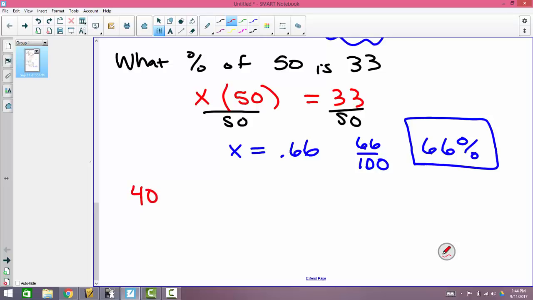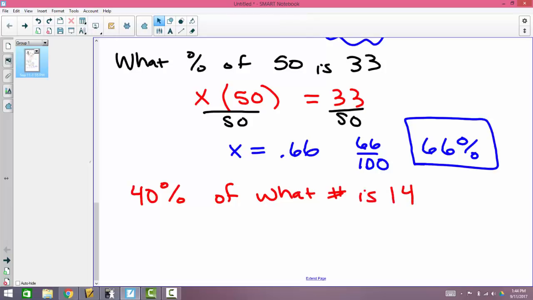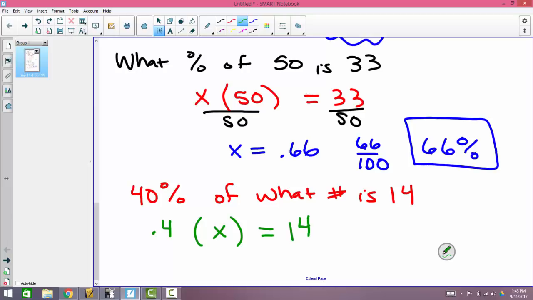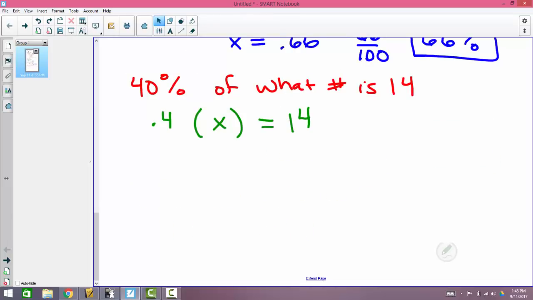So 40% of what number is 14? This is our next exciting problem to tackle. 40%, you're going to put that into a decimal of 0.4, or you could do 40 over 100. So 0.4 is 40% of, meaning times, what number is the unknown? So that is your x. That's your equal sign, 14.